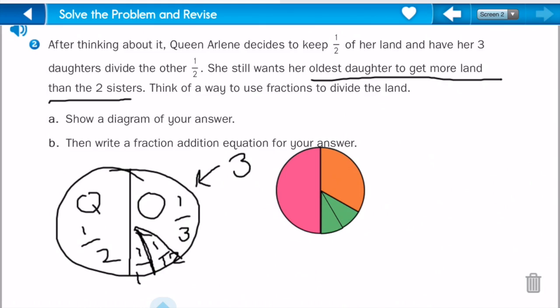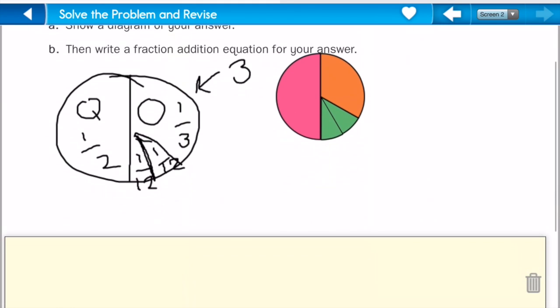So she got her wish. Her oldest daughter got the most, she got 1/3. The other 2 daughters only got 1/12. So that's one way to do it. If you can think of other ways to do it, you can also do that too, because there's a lot of other ways that you could break this up. This is just the way that I'm showing you guys today.